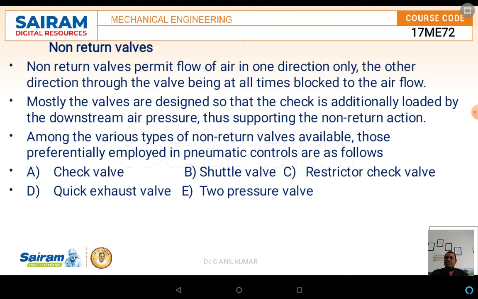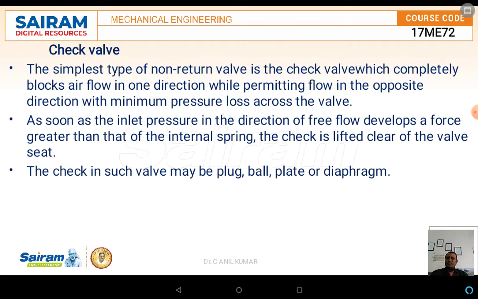Most of these valves are designed so that the check is additionally loaded by the downstream air pressure, thus supporting a non-return action. For that reason, it is called a non-return valve. These check valves we discussed in depth in the previous sessions, so I am not going into detail with respect to the check valve.